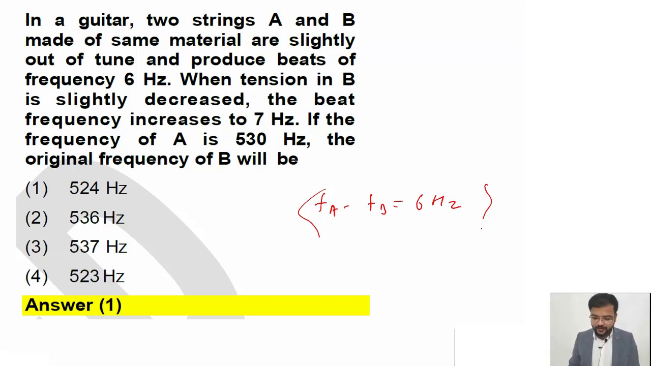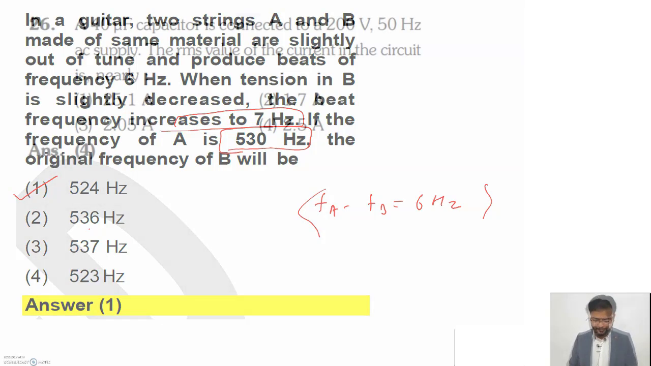Okay, the second thing that is given: if you decrease the tension, then the beat frequency increases. So the meaning is, if you decrease the tension, FB is decreasing. FB is decreasing because the beats are increasing now. When will it increase? When FB is decreased. Here the FA value is 530 Hz. So FB should be less, and if it is less, then we will get 6 Hz, correct or not? So that's why the answer is A here. For this question you have to use your mind and some concept and you will get your answer.